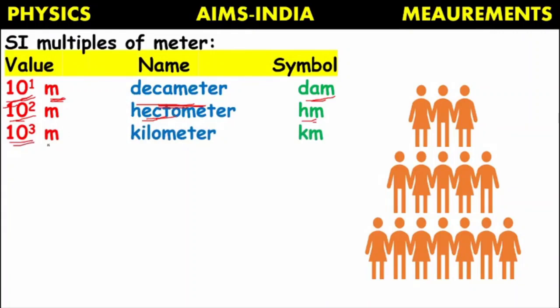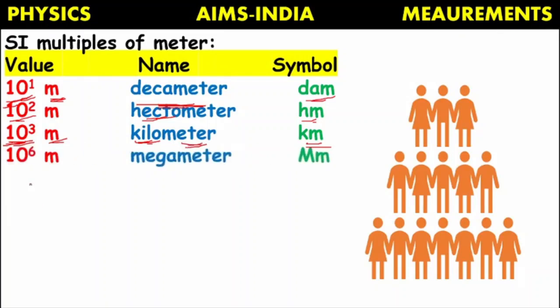If we multiply with 10 cube, 1000, so 1000 meters is equal to a kilometer. Symbol is km. Here kilo stands for 10 cube. Kilo stands for 10 cube. Means the standard unit m, if it is multiplied with a factor of 10 cube or 1000, then that unit is named kilometer.